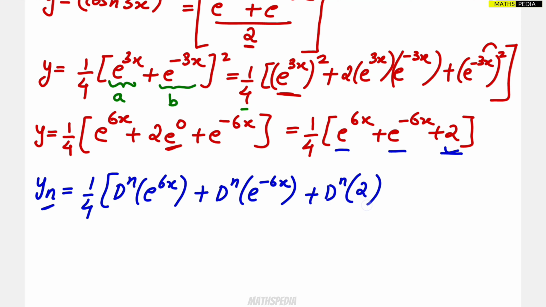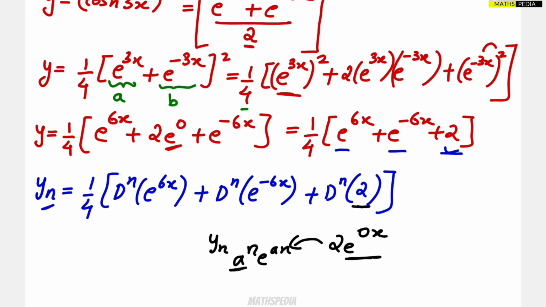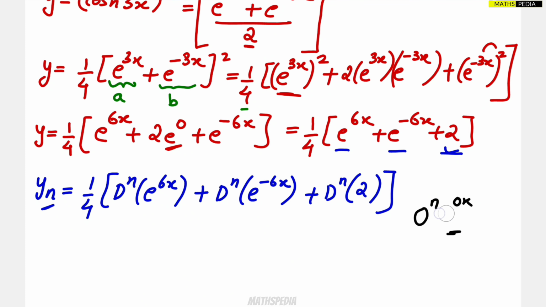of 2. Now you might ask me one doubt: can I write 2 as 2 into e power 0x? Yes, you can write. But for finding the nth derivative, what is the formula for e power ax? The nth derivative formula is a power n e power ax. Now what is a? A is nothing but 0. So 0 power n into e power 0x. Now what is the meaning of this? It is anyway 0. This is what you have to understand. So that's why I said whenever you're getting a constant, the nth derivative is directly 0. Like that you remember.